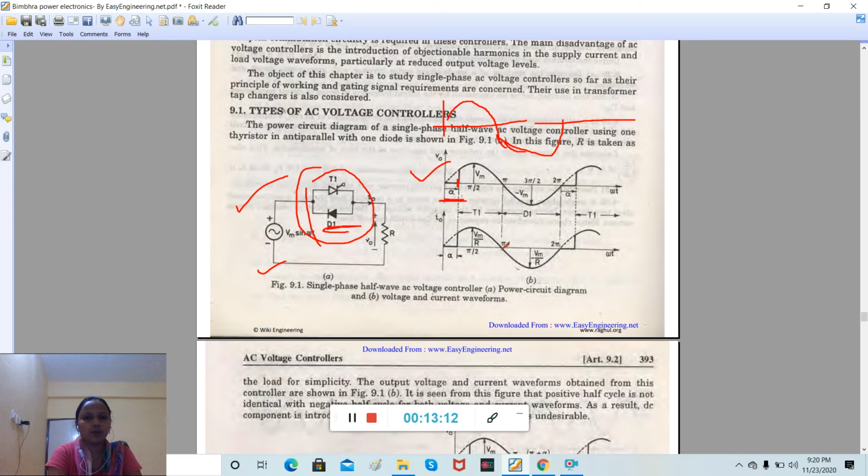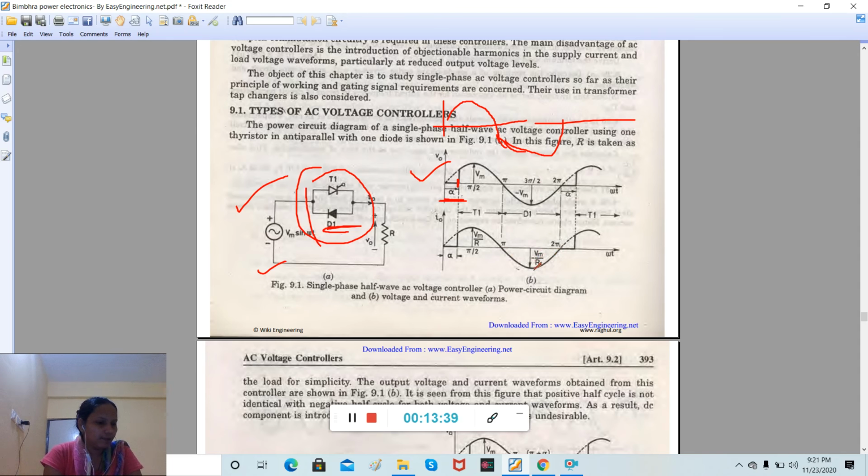And likewise, this is the output current waveform. Here the current peak is minus Vm divided by R. So as such, this is single phase half wave voltage control. This single phase half wave voltage controller is also called a single phase unidirectional voltage controller.